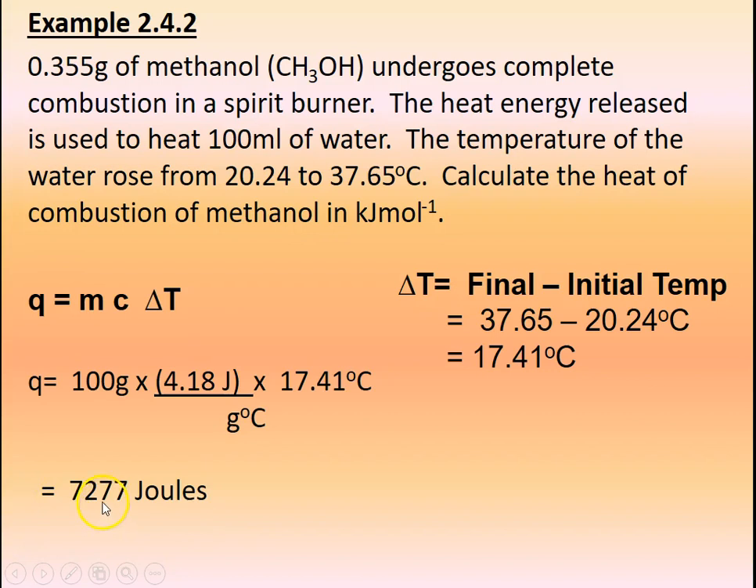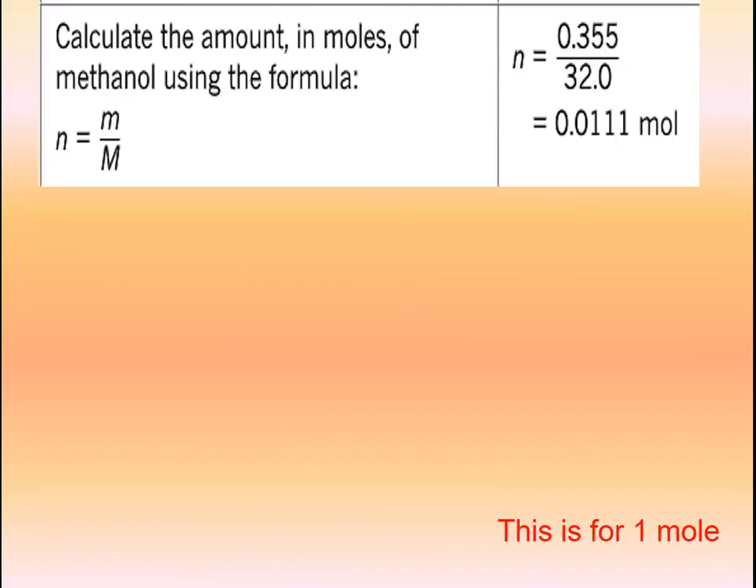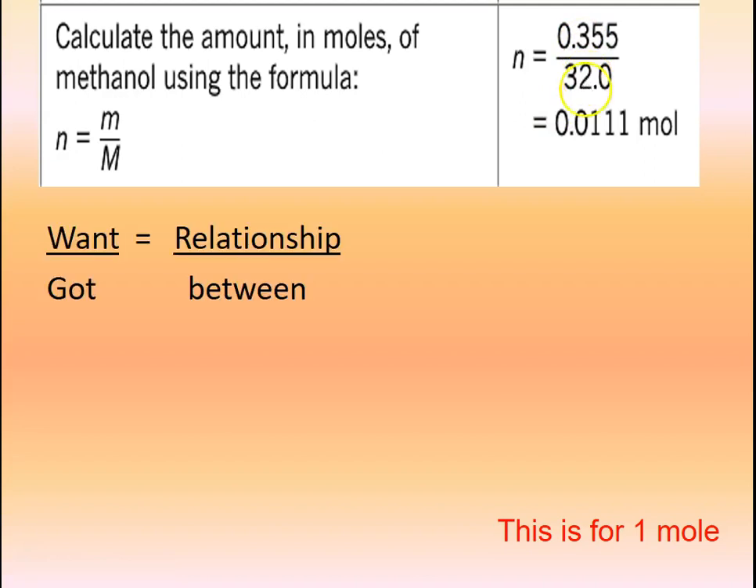So you've got 7,277 joules, but the question's asking for kilojoules, so you'll need to turn that into kilojoules, divided by 1,000. So now you've got your kilojoules, you need the moles, so you need to turn this into moles. Significant figures, we've got 3 here and 4 there and 3 here, so you'll need to cut that down to 3. Okay, so you've got how many grams of fuel. Work out the molar mass of methanol, and then you get 0.0111 mole.